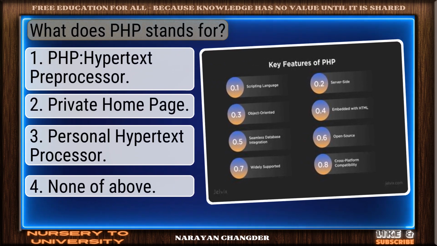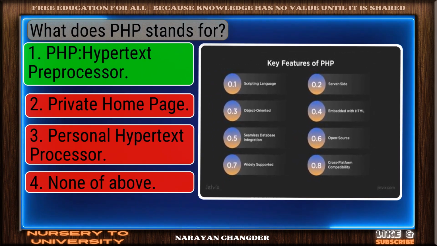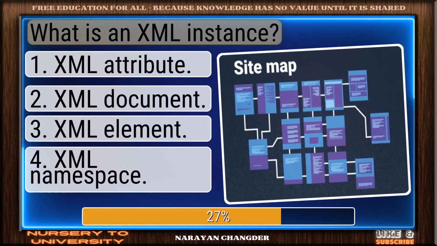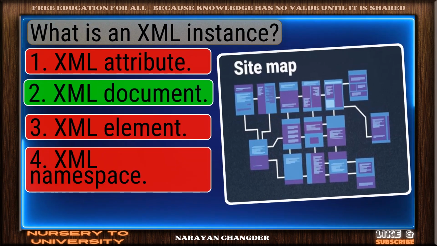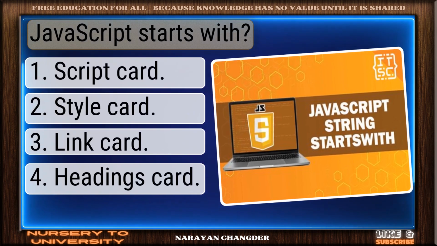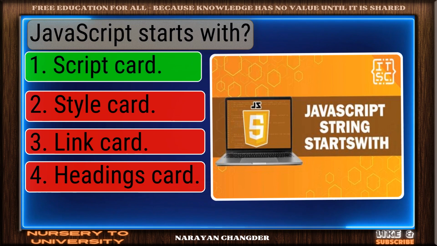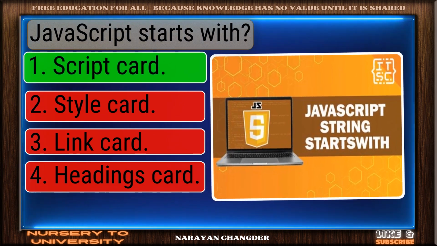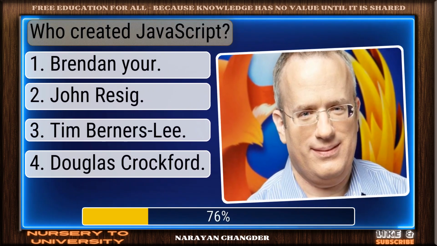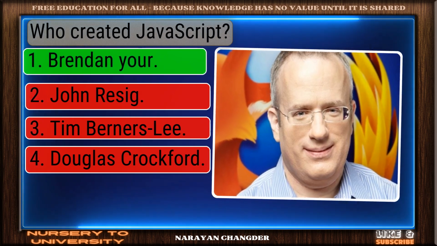What does PHP stand for? You chose PHP: Hypertext Preprocessor, and it is correct. What is an XML instance? You're right. XML document is the correct answer. JavaScript starts with. Nice selection. Script tag is the correct and valid answer. Who created JavaScript? Well done. Brendan Eich is the right choice.